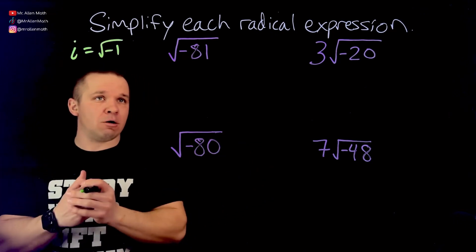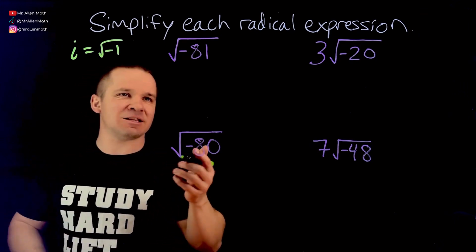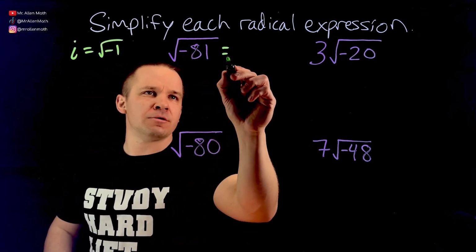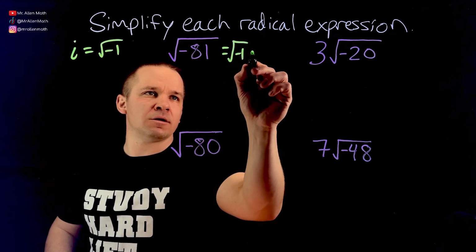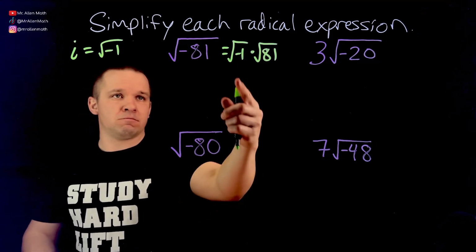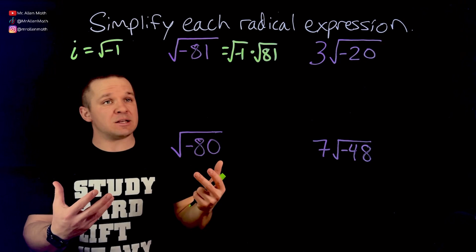Okay? So really we can think about these things here. I'm going to break down the first one, and then I think you're going to kind of get the pattern. I could break this apart into the square root of -1 times the square root of 81, right? If they're both inside the radical, I can multiply them together, and they stay inside the radical.